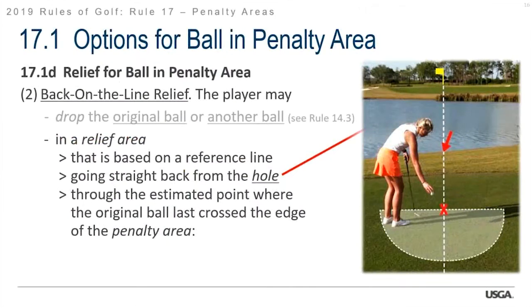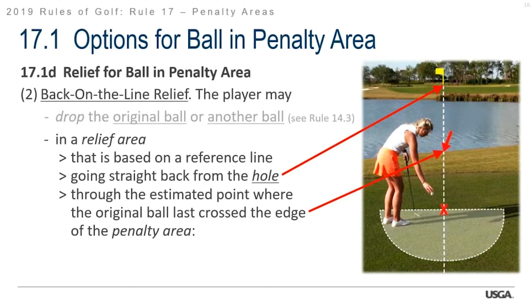All right, so let's talk about the back on the line procedure. We've done this a little bit before, but just to make sure that we're all clear on this, in this example we have a reference line that is created on the back on the line relief. That reference line is created from the point where the ball last crossed the edge of the penalty area, lined up with the hole, and go back as far as you want. That becomes the reference line.